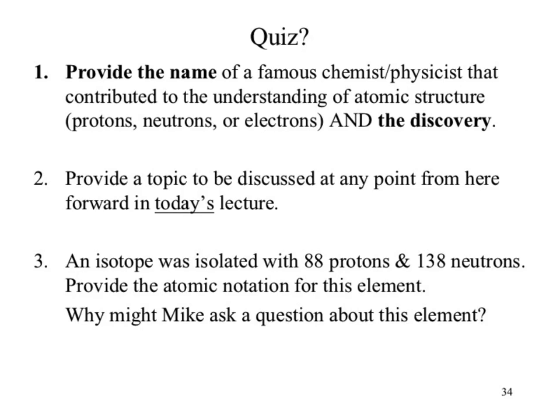An isotope was isolated with 88 protons and 138 neutrons. Provide the atomic notation for this element. The last one would then be, why might I ask a question about this? So, you want a second to work on that? Yes, do it.